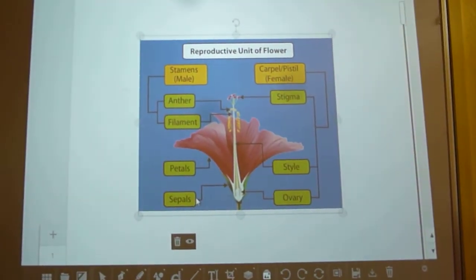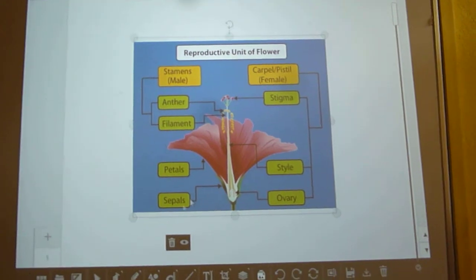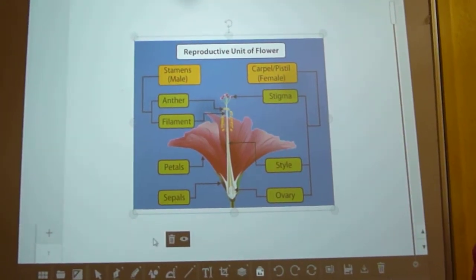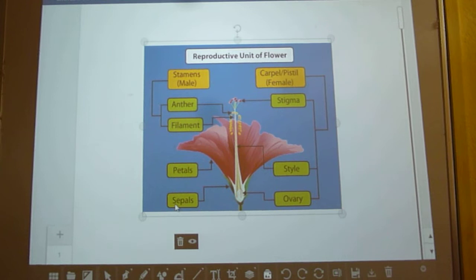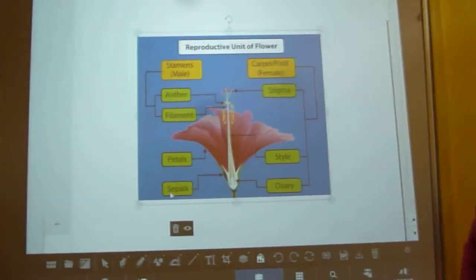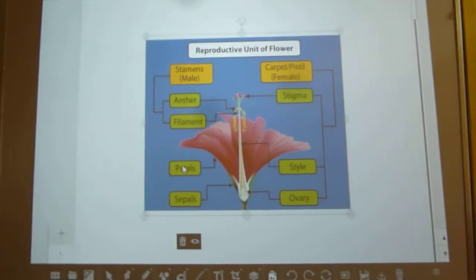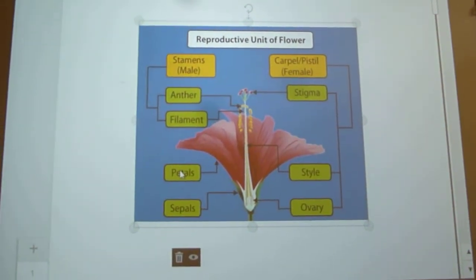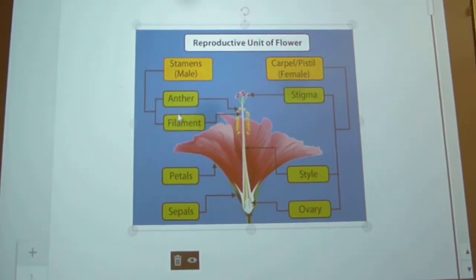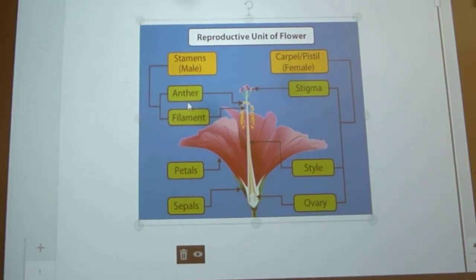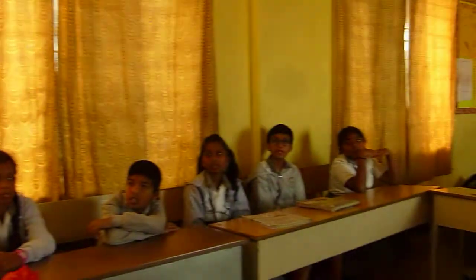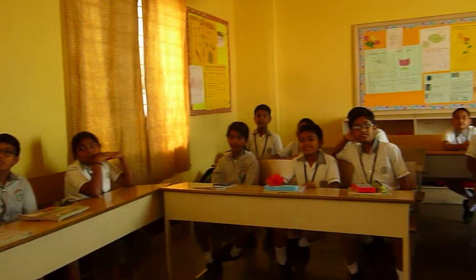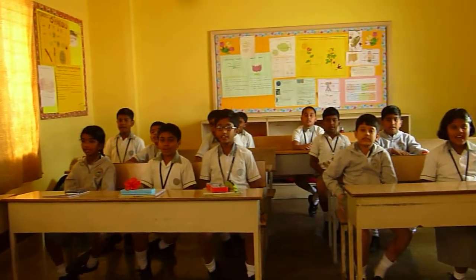Which is the outermost whorl of the flower? Yes. Calyx. Very good. Calyx is also called the sepals. Which is the second whorl of the flower? Corolla. Corolla is also called the petals. Which is the male reproductive organ? Androecium. What does the androecium contain? Stamens, and the stamen contains the anther and filament.